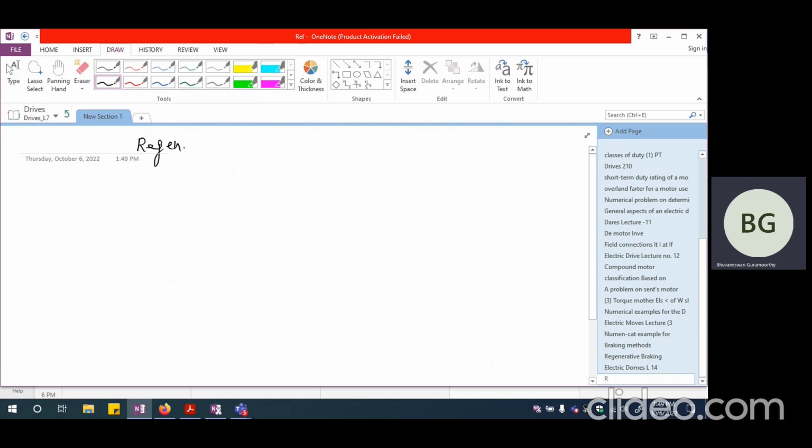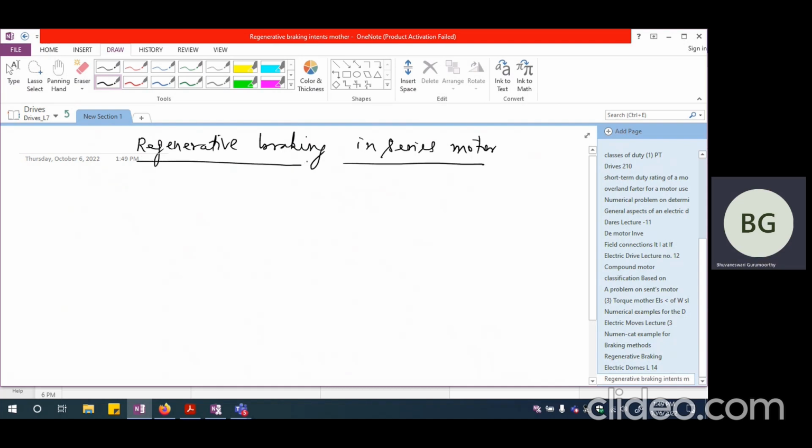But if I look at regenerative braking in a series motor, I want to see whether it can be accomplished in a series motor.